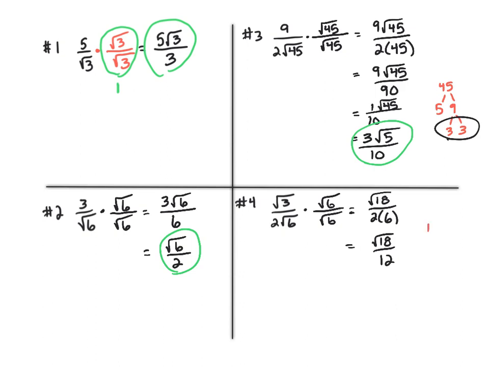I know there's a perfect square in 18. So we get 2 and 9. There's my perfect square. We get 3 and 3. So that gives me 3 square roots of 2 over 12. 3 over 12 reduces to 1/4. So I get root 2 over 4. And that's it.